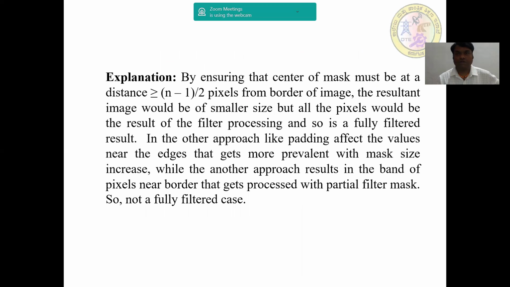By ensuring the center of the mask is at a distance greater than or equal to (n-1)/2 pixels from the border of the image, the resultant image would be of smaller size, but all the pixels would be the result of the filter processing, and so is a fully filtered result. In the other approach, like padding, the effect of values near the edges becomes more prevalent with mask size increase, while another approach results in a band of pixels near the border that gets processed with a partial filter mask, so it is not a fully filtered case.